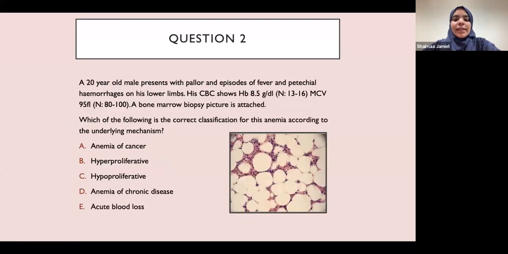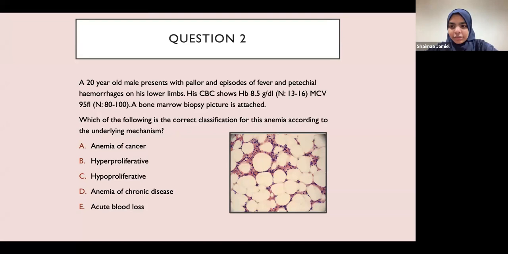Okay, here, a 20-year-old male presents with pallor and episodes of fever and petechial hemorrhages on his lower limbs. Okay, his CBC shows hemoglobin is 8.5, MCV is 95. A bone marrow biopsy picture is attached. Which of the following is the correct classification for this anemia according to the underlying mechanism?